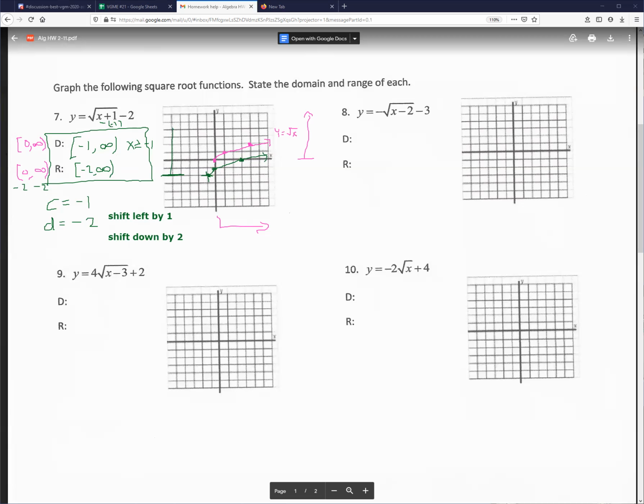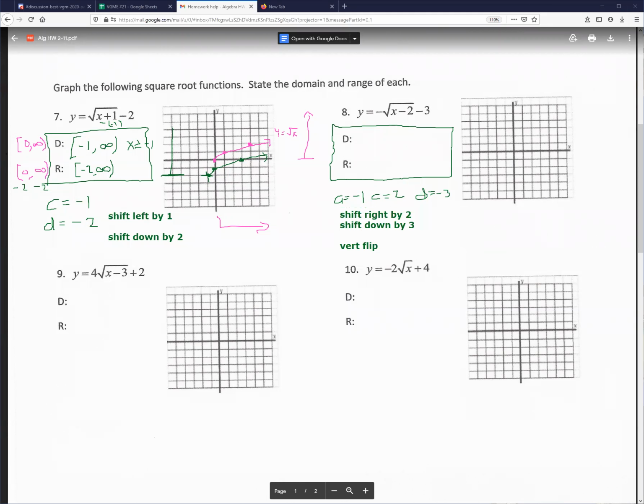All right, so now let's move on to number 2 and let's interpret negative square root of x minus 2, minus 3. Okay, so we're going to say that we've got an a of -1, we've got a c of 2, and we've got a d of -3. So let's interpret that just like we did up top. We're going to say that c is a shift to the right by 2. D is a shift down by 3. And then the a being negative means we have a vertical flip.